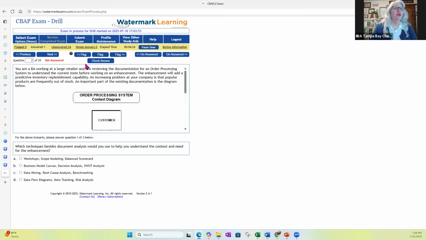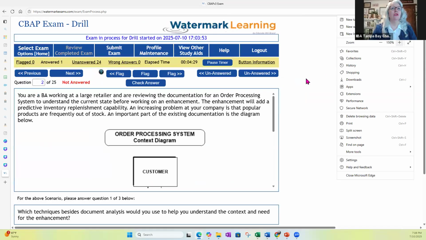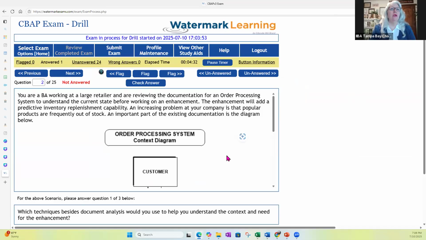You are a BA working in a large retailer and reviewing the documentation for an order processing system to understand the current state before working on an enhancement. So current state analysis, do you agree? Okay. The enhancement will add a predictive inventory replenishment capability. An increasing problem at your company is that popular products are frequently out of stock. That's why you need the predictive inventory replenishment capability. An important part of the existing documentation is this diagram below.